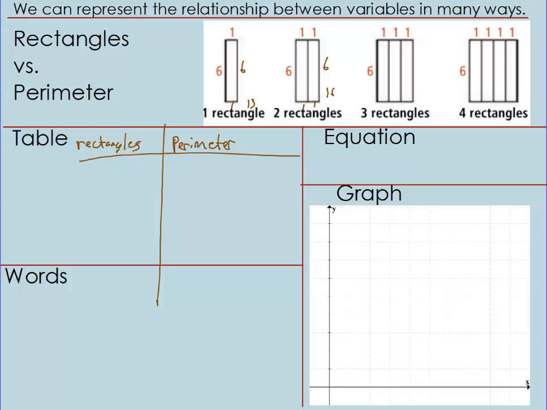So in the number of rectangles, it will start off at 1. What's the perimeter? We said it added up to 13. Nope, it doesn't add up to 13, it adds up to 14. Didn't count right. Alright, when rectangles is 2, what's the perimeter?